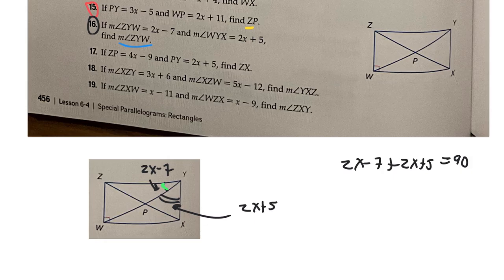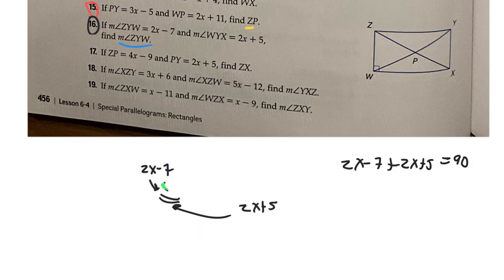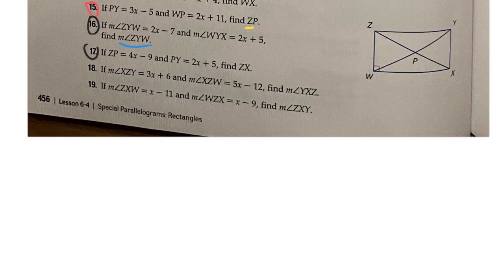I do believe, let's see, ZP is 4x minus 9, so that would be this. PY is 2x plus 5. That's this one. Yeah, you could set them equal to each other as well. So that's that one. Looking at this one, we just talked about that. Looking at this one, angle XZY, that's this, is a certain amount. XZW is a certain amount. Yeah, they add up to 90. I feel like we just did one like that.